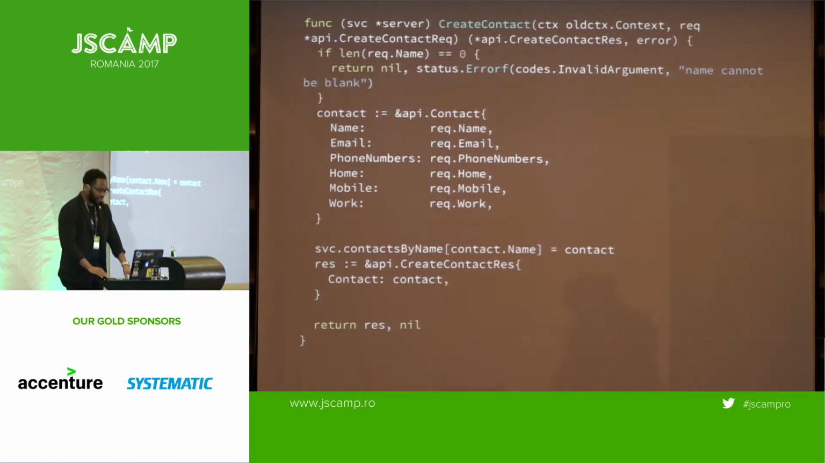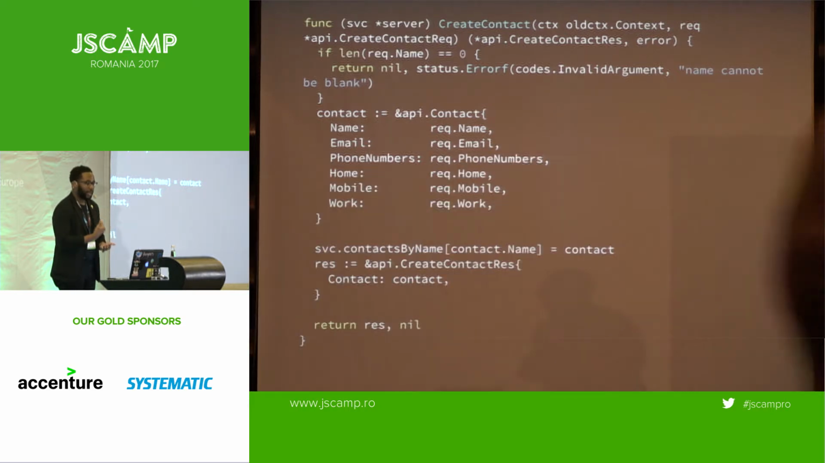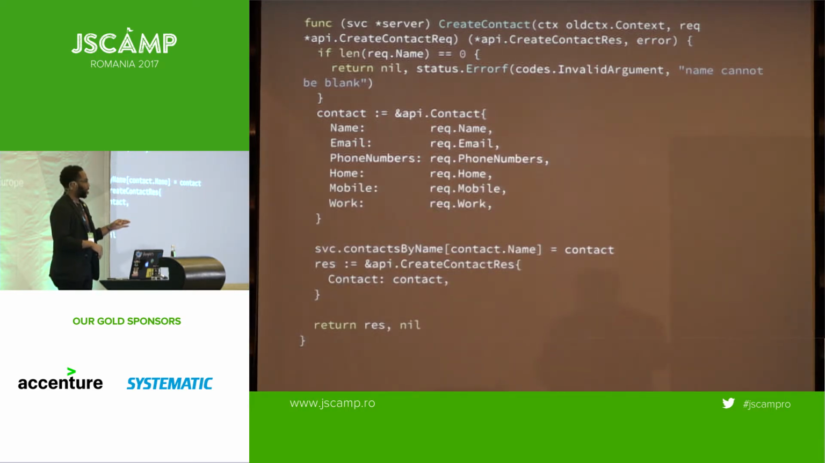With that, we're going to define our create contact method on that server. I'm going to have a validation to make sure the name isn't empty, because who writes empty names in a phone book? We're taking those attribute values from the create contact request and assigning them to a contact struct. Then we store that struct within our map, with the value being the contact we just created, and return a response object with the contact as a value to it.